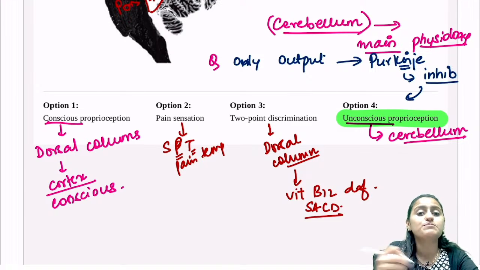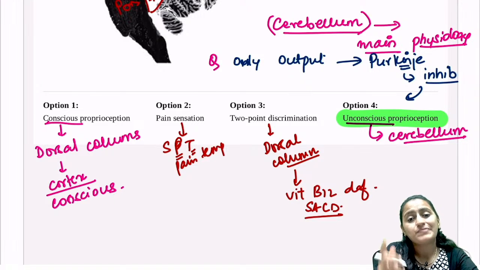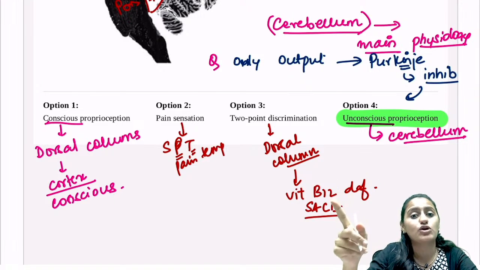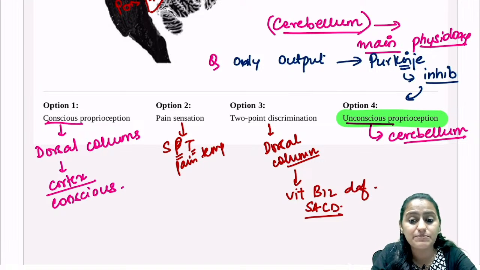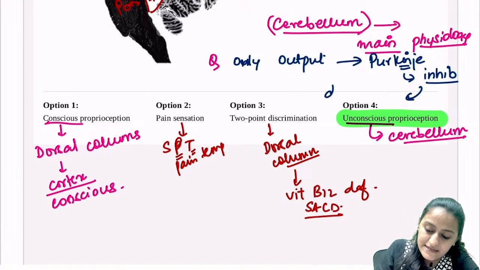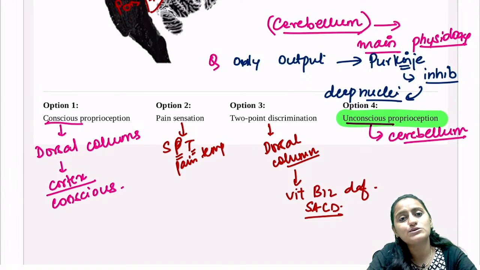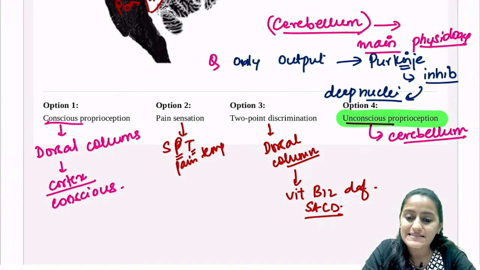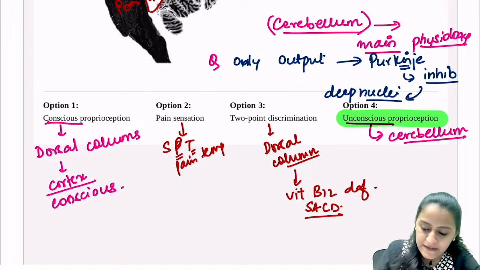And this Purkinje pukes out inhibitory signals to where? Is it to the thalamus, the cerebral cortex, the cerebellar deep nuclei, or the midbrain? It is doing it to the cerebellar deep nuclei. It pukes out the output to the cerebellar deep nuclei. Okay, so this is important.